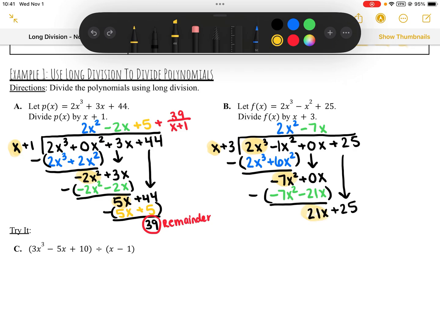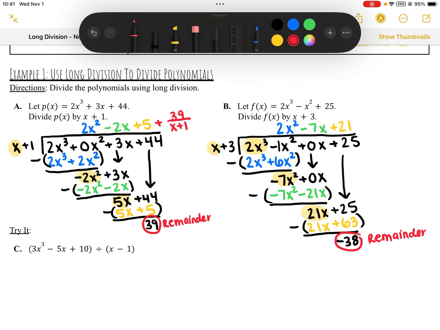I need to take 21x, and I need to get x to become 21x. So I need to multiply x by 21. So I'm going to have plus 21. 21 times x will give me 21x, and then 21 times 3 will give me 63. From here, I need to subtract. 21x minus 21x gives me 0, and then 25 minus 63 will give me negative 38. And this guy is my remainder.